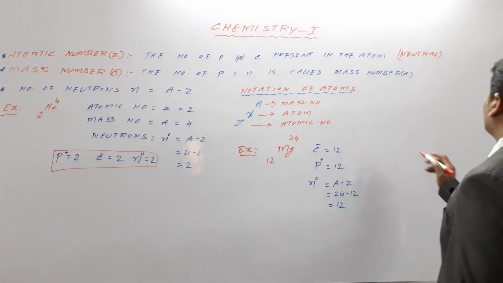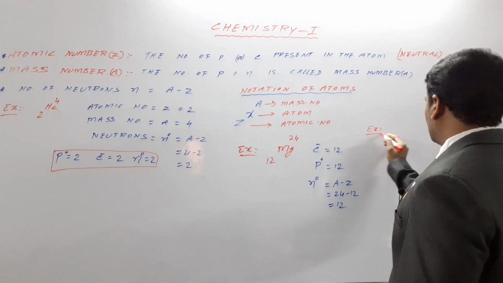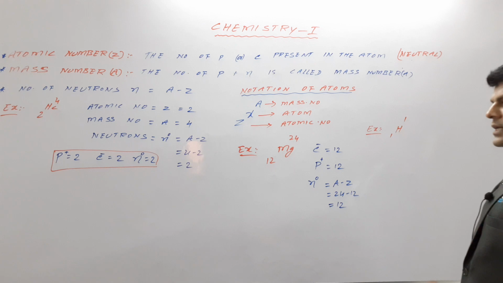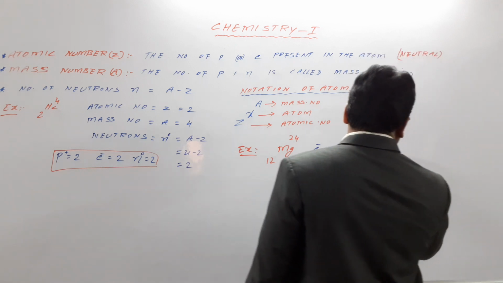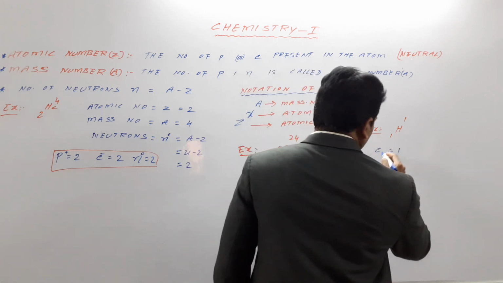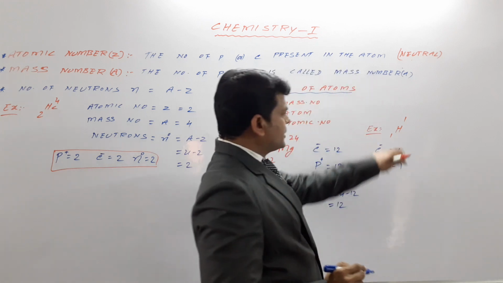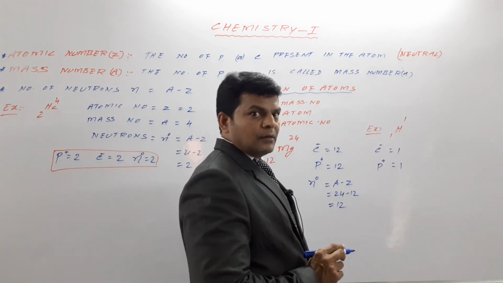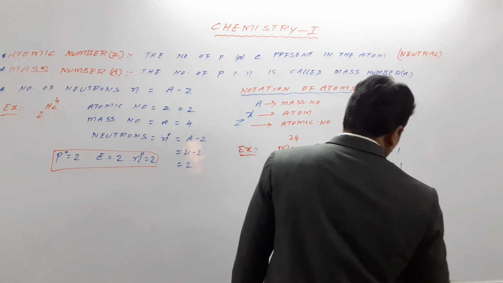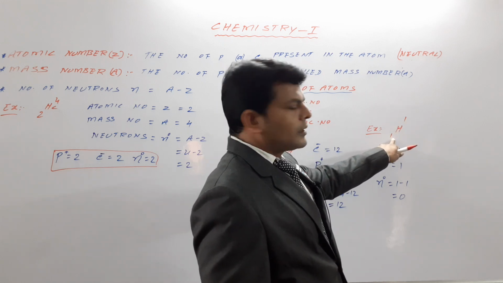Next, one more example I will give. Hydrogen 1H1 means its number of electrons is equal to 1. Why? Because its atomic number is 1. Number of protons is equal to 1. Then number of neutrons equal to 1 minus 1, which is equal to 0. Mass number is 1 and atomic number is 1.